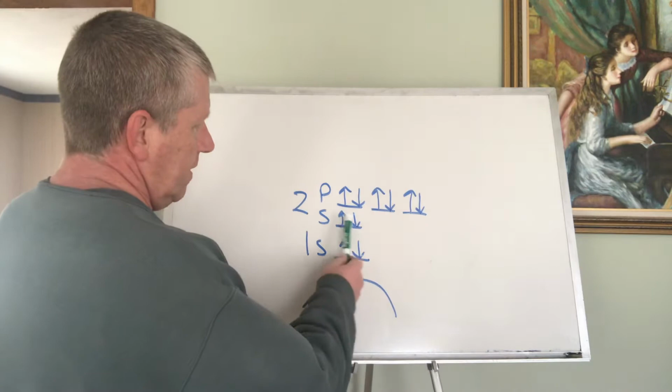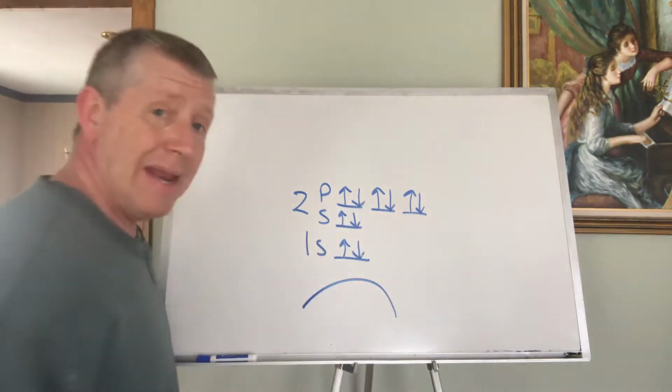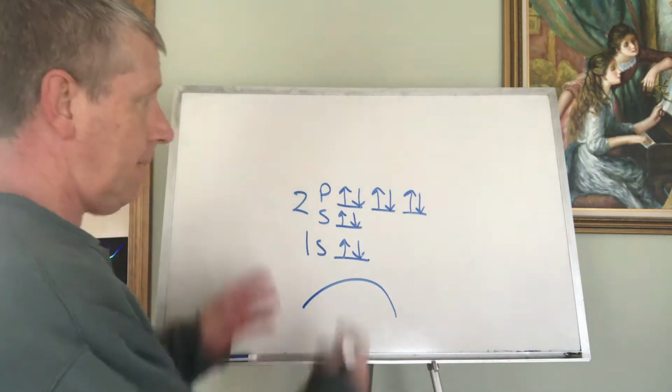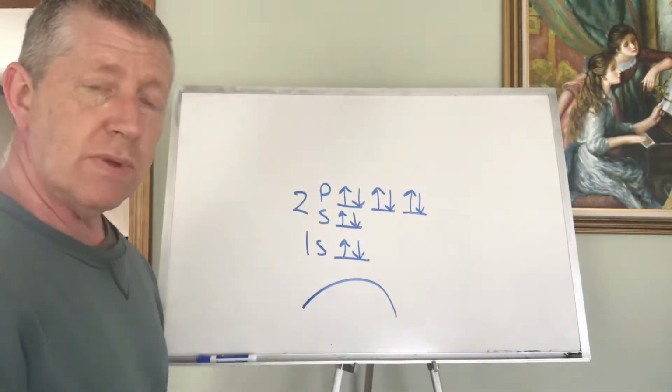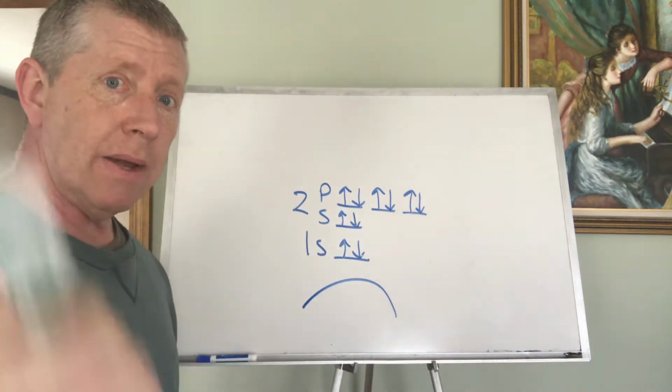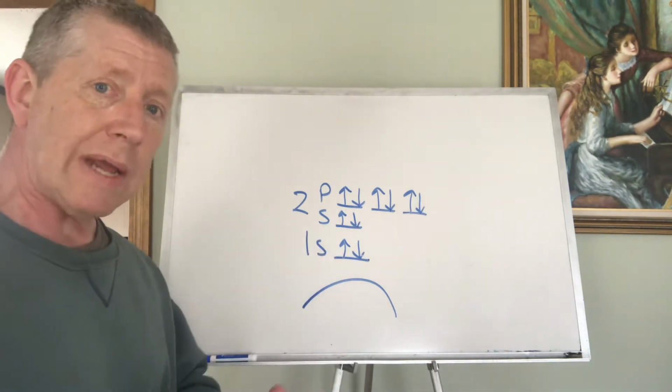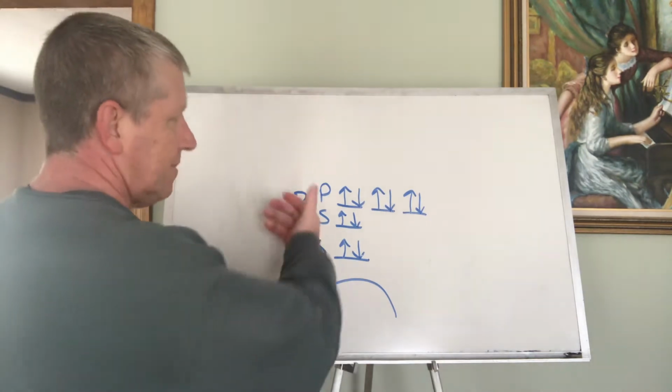We have 1, 2, 3, 4, 5, 6, 7, 8, 9, 10 arrows drawn. That means 10 electrons. That means element number 10. And you look on your periodic table. What do you see? Neon. You see neon. All right, that's what we're talking about. We can predict what kind of element it is by just simply counting arrows.